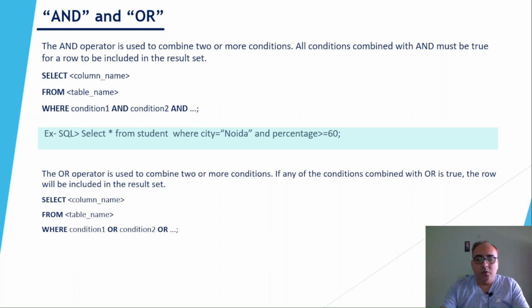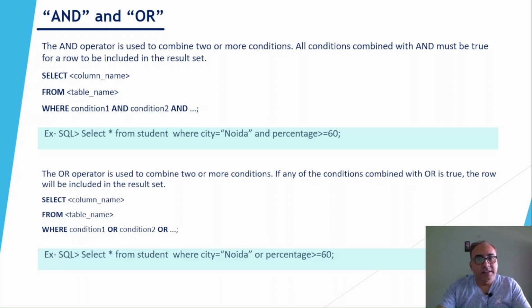Let's look at the example. It's the same example, the only thing is that in place of AND we are using the OR operator here. In this particular case, if city is equal to Noida, then the result will come. Or if percentage is greater than or equal to 60, then also the result will come. So if either of these conditions is true, it will pull the record from the database. Maybe we'll try to understand this in more detail when we do some practical hands-on.